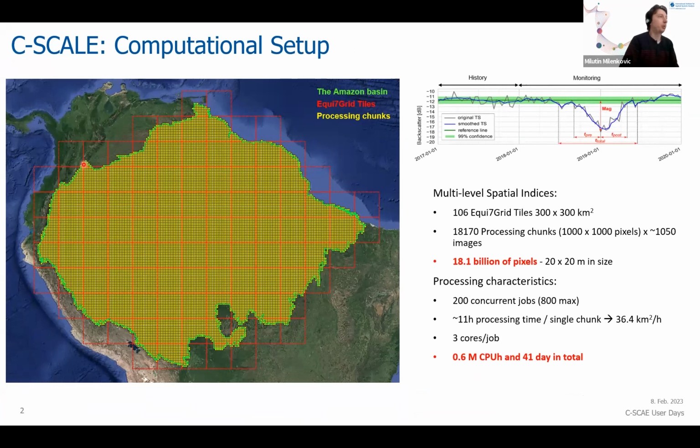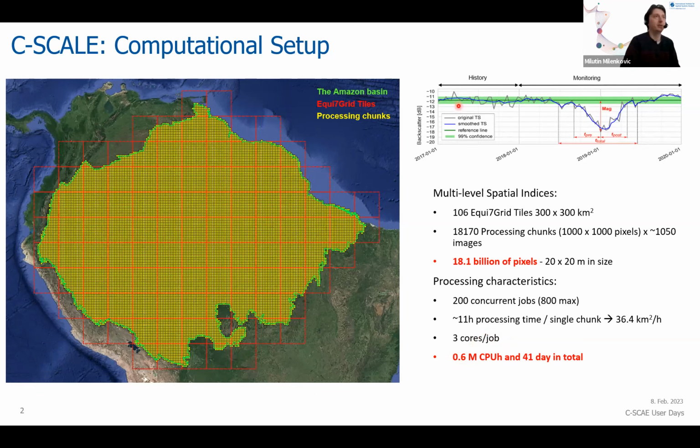It's about processing the whole Amazon basin, processing Sentinel-1 data time series of 4 years of data for each pixel, 20 by 20 meters. This comes in total to more than 18 billion pixels, and we've done some calculations because we are just about to do the upscaling. Probably next week we will do this. It would need approximately 500,000 CPU hours and more than 40 days of computation.